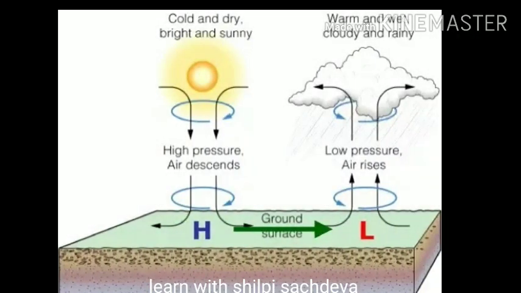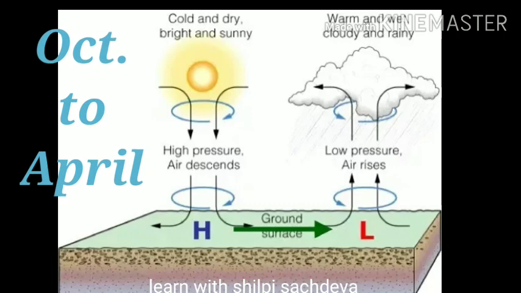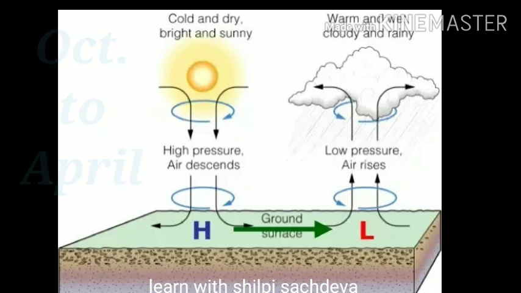In the given diagram, you can see that from the month of April to October, when the weather is warm and wet as well as cloudy and rainy, the land surface has low pressure of air. That's why air rises up towards the high pressure. Whereas from the month of October to April, when the weather is cold and dry as well as bright and sunny, during that time high pressure descends down towards the land surface.